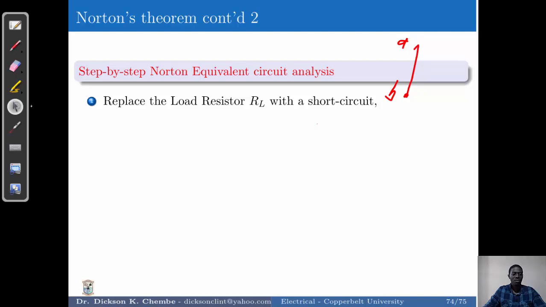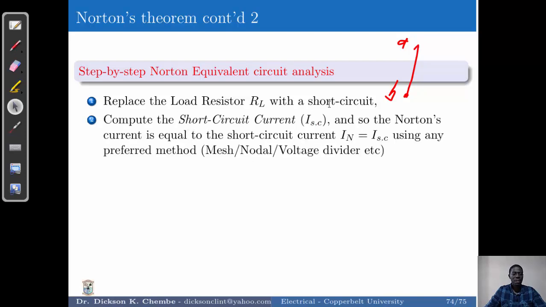And then further from that, we compute the short circuit current ISC, which we call the Norton's current. And you can use any preferred method: mesh, nodal, voltage divider, superposition, any method that suits you to find this value of the short circuit current.